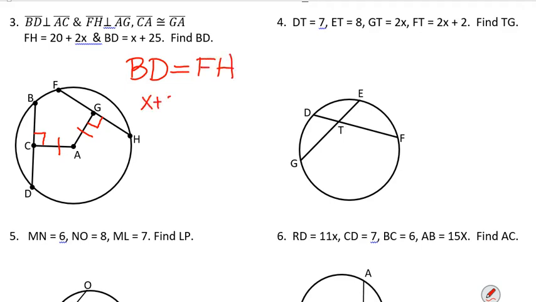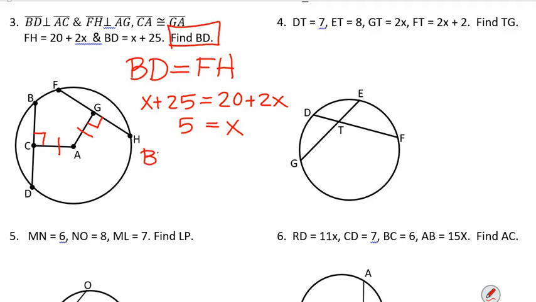So x plus 25 is equal to 20 plus 2x. I'm going to subtract x from both sides, so that gives me x over here on the right. And I'm going to subtract 20 from both sides, so that gives me 5 here. Once again, the question's asking me to solve for BD, so I have to plug that back in. BD was equal to x plus 25, so we're going to do 5 plus 25. So again, BD is 30.